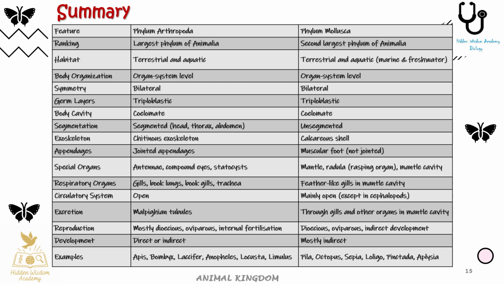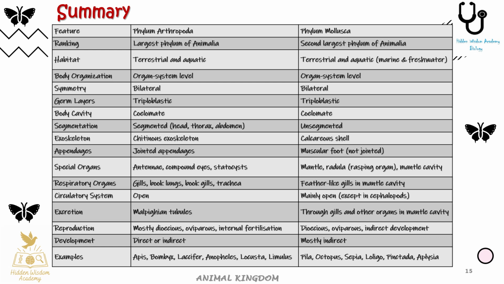Arthropods show segmentation with a distinct head, thorax, and abdomen, while mollusks are unsegmented. Arthropods possess a chitinous exoskeleton and jointed appendages, whereas mollusks have a calcareous shell and a muscular foot that is not jointed. Special organs in arthropods include antennae, compound eyes, and statocysts, while mollusks have mantle, radula for rasping food, and a mantle cavity.